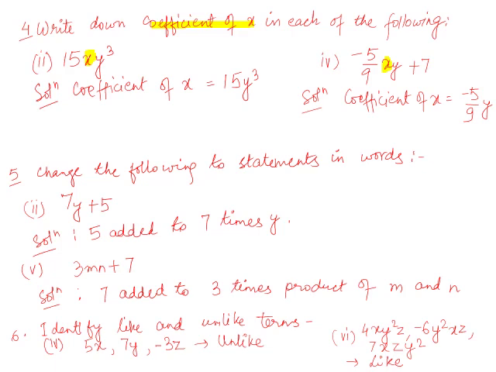Identify like and unlike terms. We have studied like means having the same variables. So 5x, 7y, 3z. All the variables are different. So it is an unlike term.